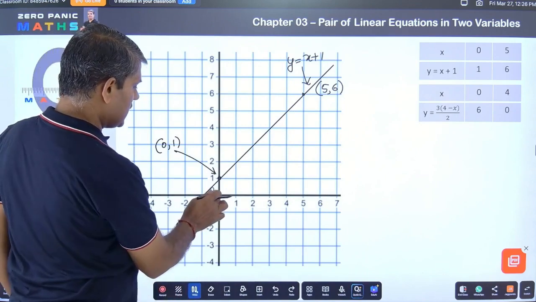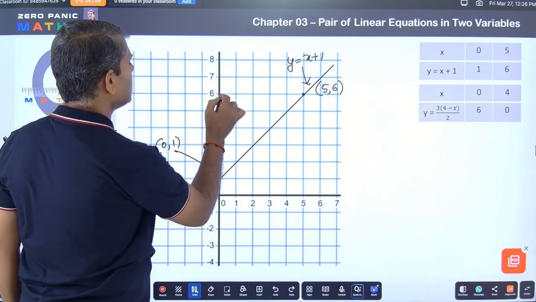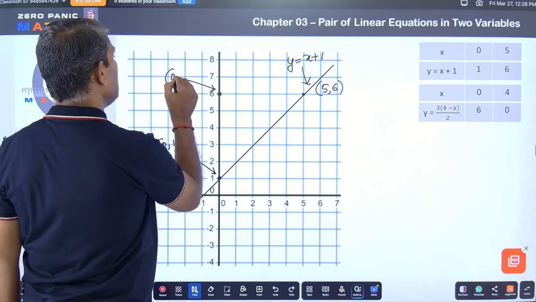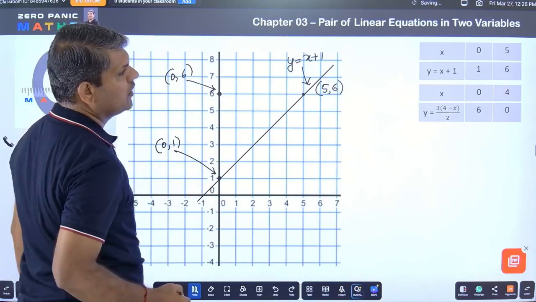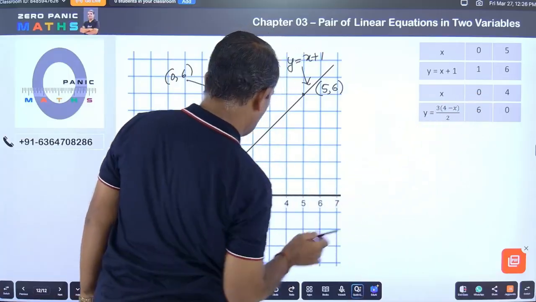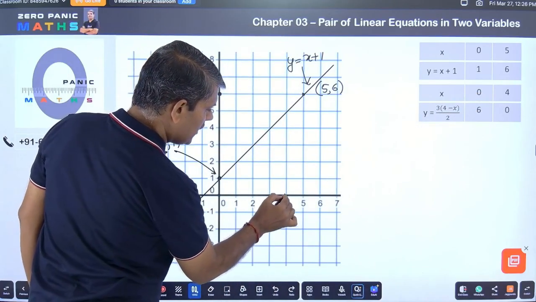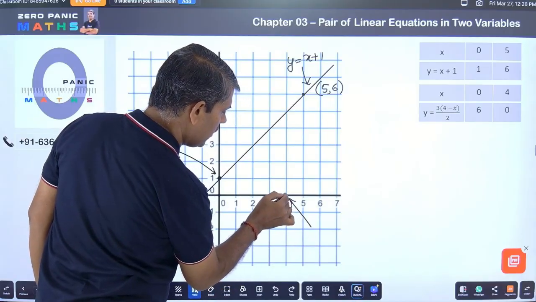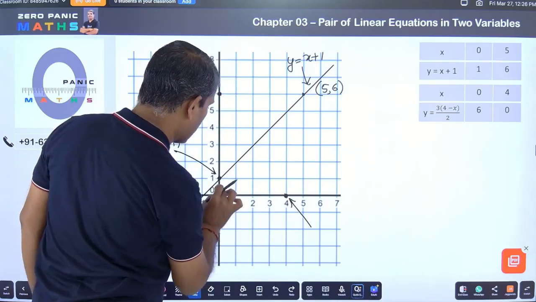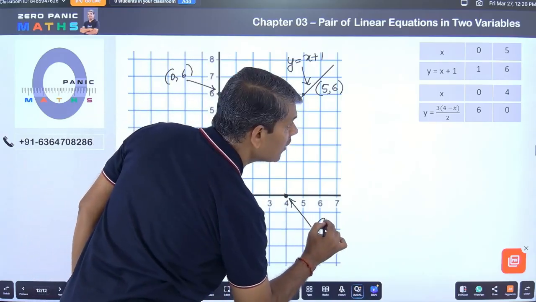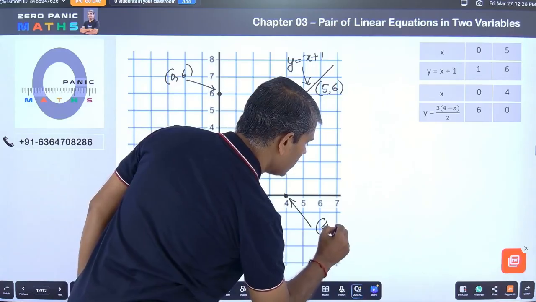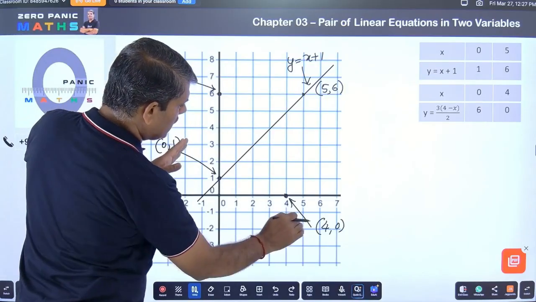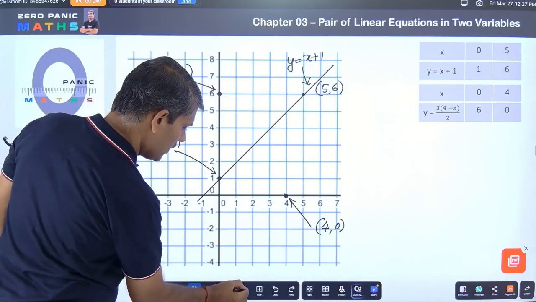Identify the coordinates of the second line. (0, 6): 0 is x coordinate and 6 is y coordinate. So this is that point. Then (4, 0): x coordinate 4 and y coordinate 0 only. So this is 4 as x coordinate, 0 as y coordinate. So I need to just draw this line. Okay, draw that line.